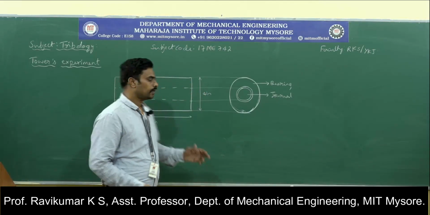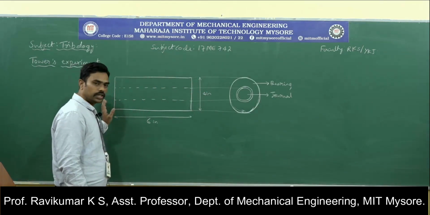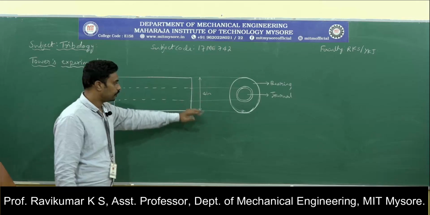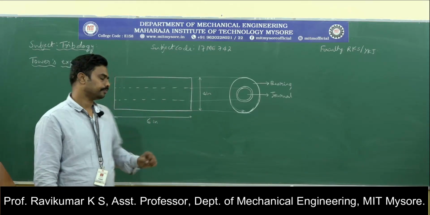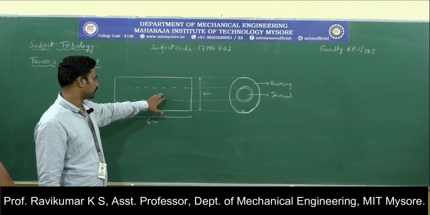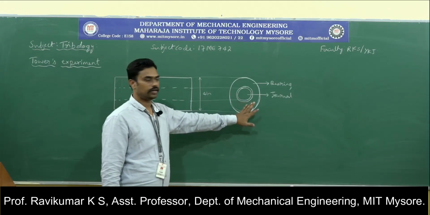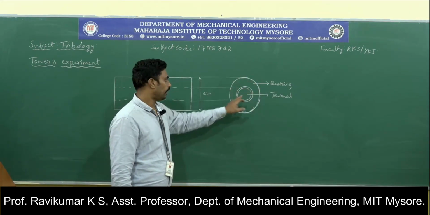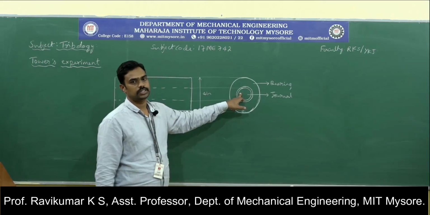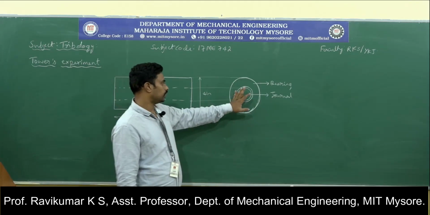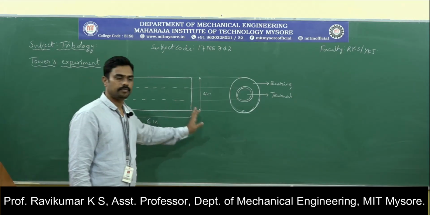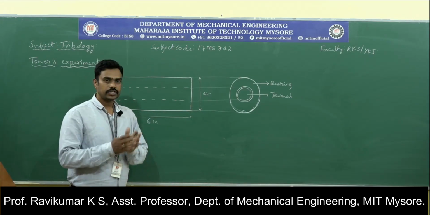For his experiment, he took a journal of dimension 6 inches in length and 4 inches in diameter, and introduced it into a bearing. So this is the bearing part and this is the journal part. In the side view it is something like this, with the bearing part and the journal part. The part of the shaft inside the bearing is called the journal. So this is the side view of the journal bearing assembly.